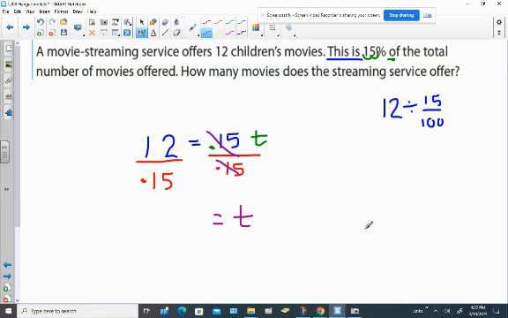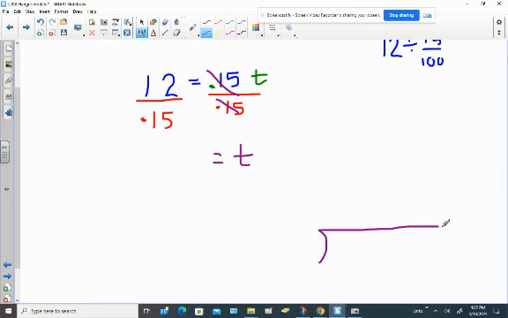And when you're not allowed to use a calculator, then you have to show the algorithm for it. So the dividend is 12. So let's rethink that as 12, and let's throw on a bunch of zeros. And then this is 0.15.